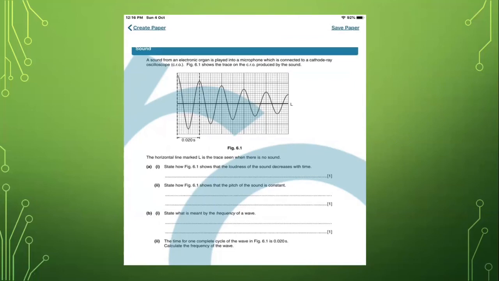Moving on, a sound from an electronic organ is played into a microphone which is connected to a cathode ray oscilloscope. Figure 6.1 shows the trace on the cathode ray oscilloscope produced by the sound. Now, in this graph of the sound wave, you can see that the amplitude is decreasing and the frequency is also decreasing. The horizontal line is marked as the trace where there is no sound. Figure 6.1 shows that the loudness is decreasing.